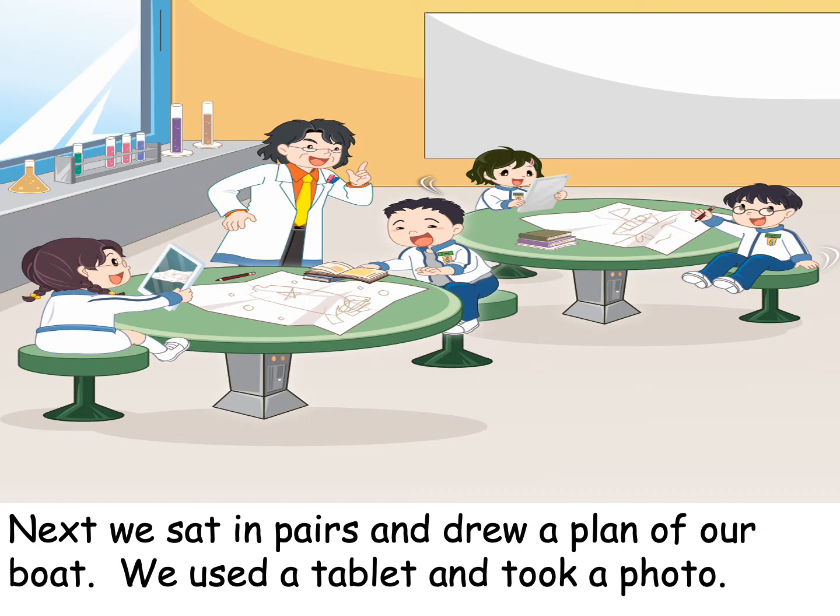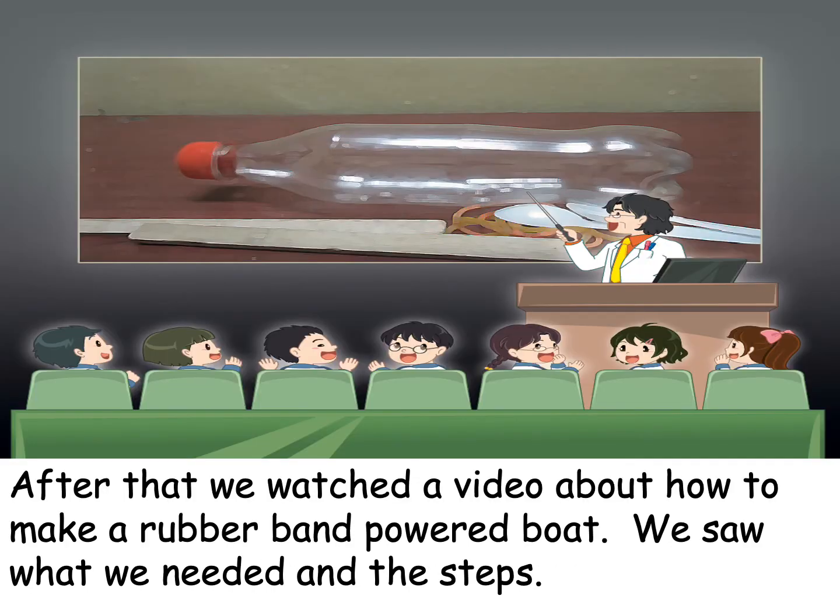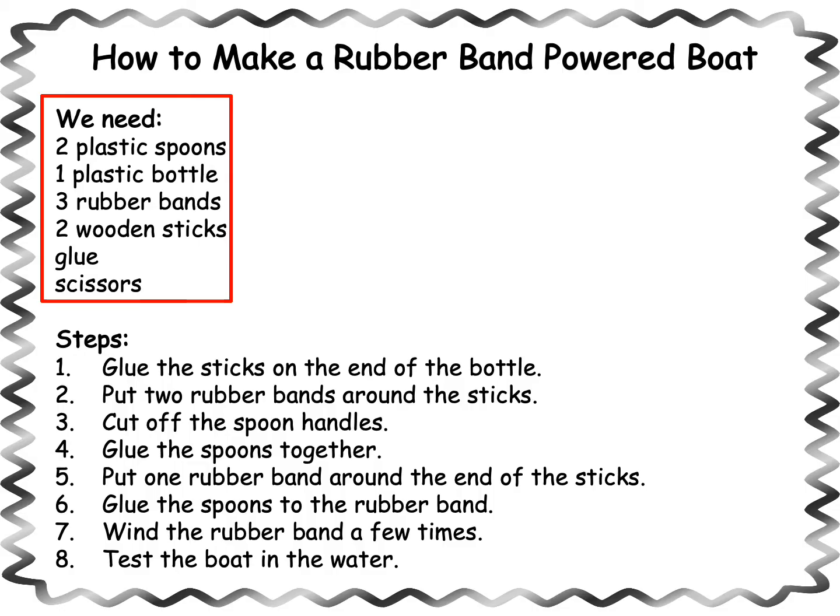Next, we sat in pairs and drew a plan of our boat. We used a tablet and took a photo. After that, we watched a video about how to make a rubber band powered boat. We saw what we needed and the steps. Okay, so let's take a look at what we need to make a rubber band powered boat. Now, if you look at this red box here, this rectangle here, we need 2 plastic spoons, 1 plastic bottle, 3 rubber bands, 2 wooden sticks, glue and scissors.